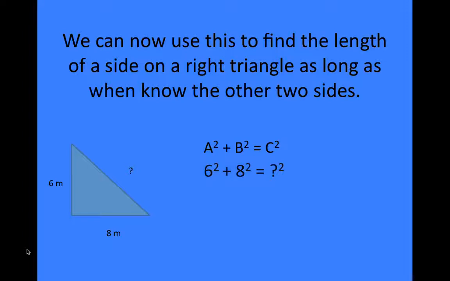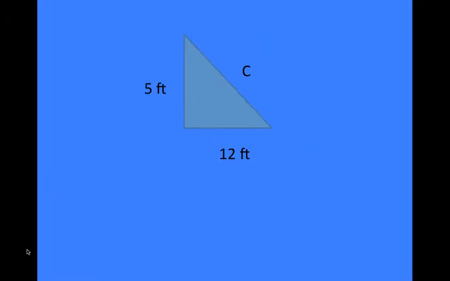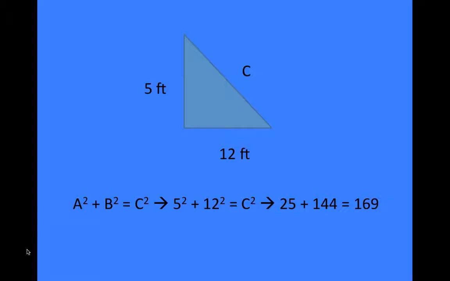6 squared plus 8 squared gives you 100. Remember, the missing side does not equal 100. It's a number squared equals 100. What times what gives you 100? 10. The next one. 5 squared plus 12 squared gives you 169. What number times itself gives you 169? It is 13.